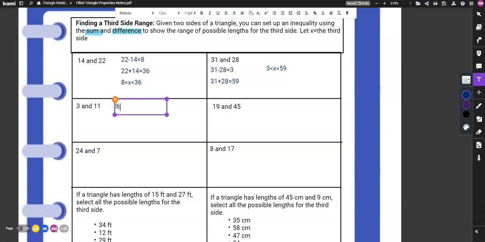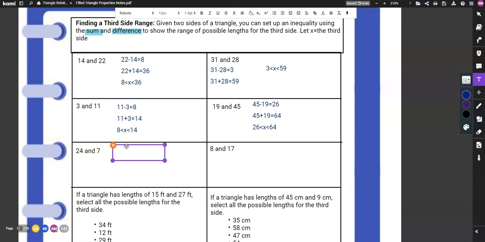3 and 11. 11 minus 3 is 8. 11 plus 3 is 14. So the range that we're looking for is 8 less than x less than 14. All right, we have 45 minus 19. And that is going to be 26. We have 45 plus 19, and that is going to be 64. So we have our inequality is 26 less than x less than 64.